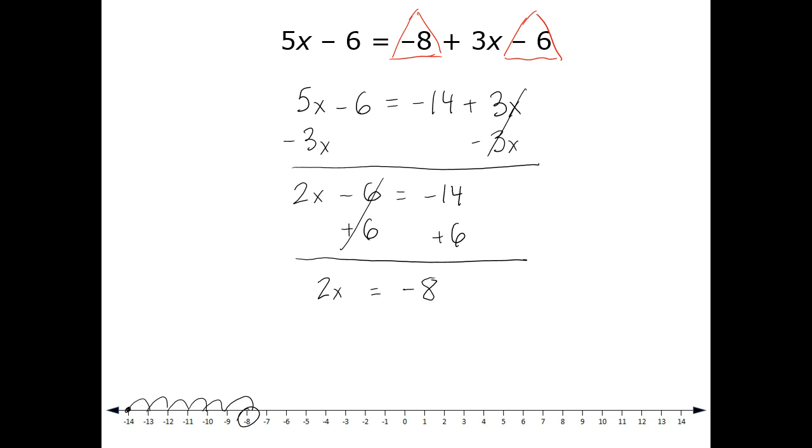Okay? Now, my last step is to divide by that number that's multiplying the x. Remember that 2 there is multiplying the x. I'm going to divide by that. These cancel out, and I end up with x equals negative divided by a positive is a negative. 8 divided by 2 is simply 4. And we're done.